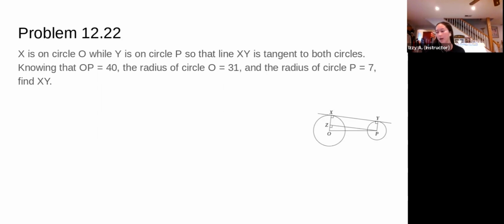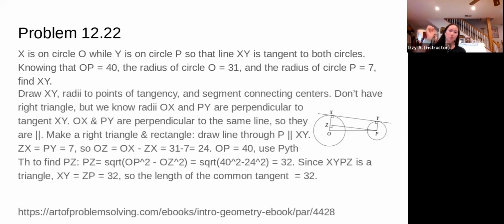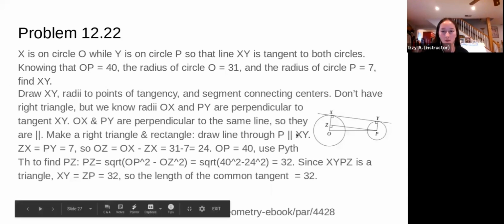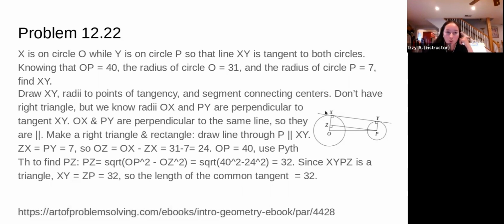Okay, I'll go ahead and go over this problem. So what you first want to do is, I'm not a good drawer, so I just have an image up here, but what you would do is draw XY, and then you would have radii to the points of tangency. So in this case, it would be OX and PY, and a segment connecting the centers. So in this case, it would be OP.